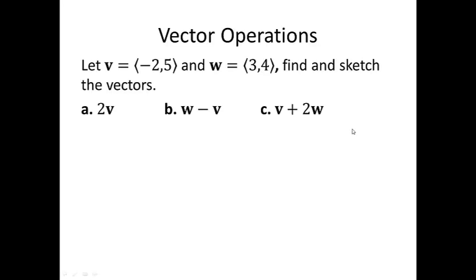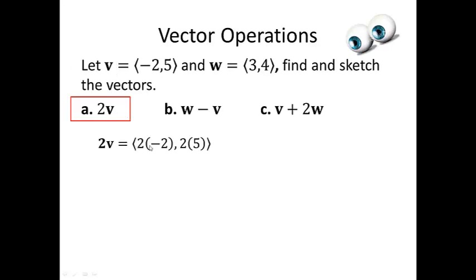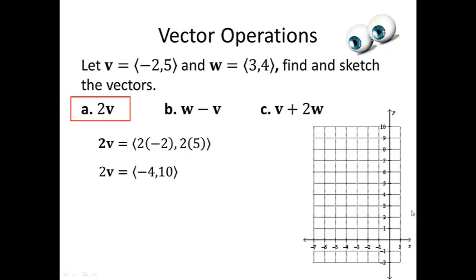Okay, all right, so I'm going to do these three. Here are my two vectors, vector v and vector w. Find and sketch the vectors 2v. So 2v, this is a scalar of 2, so we multiply those by 2. So if you watch me do this, you're going to get 2 times negative 2, comma 2 times 5. You get negative 4, comma 10. I'm going to sketch that.